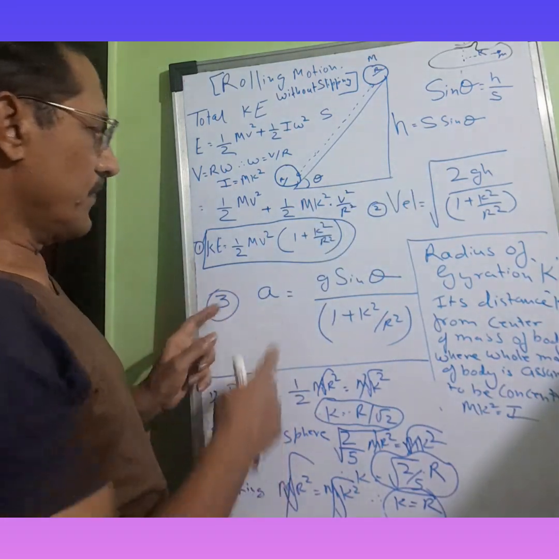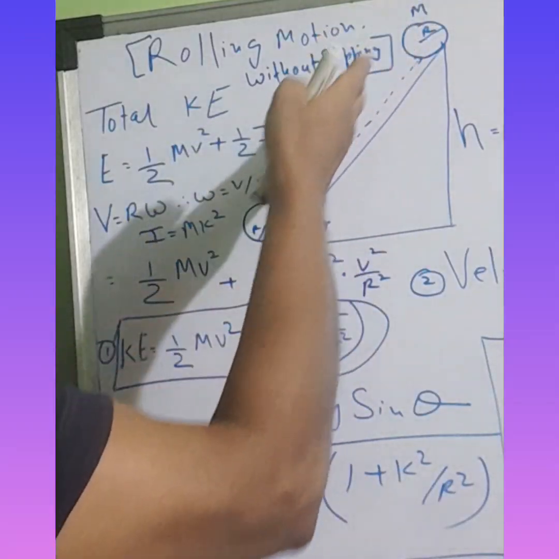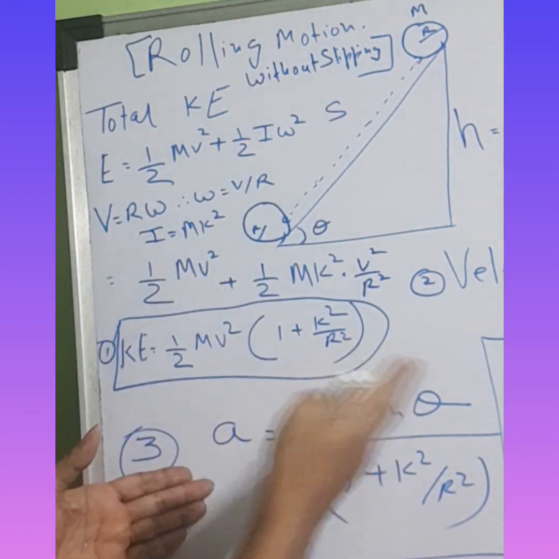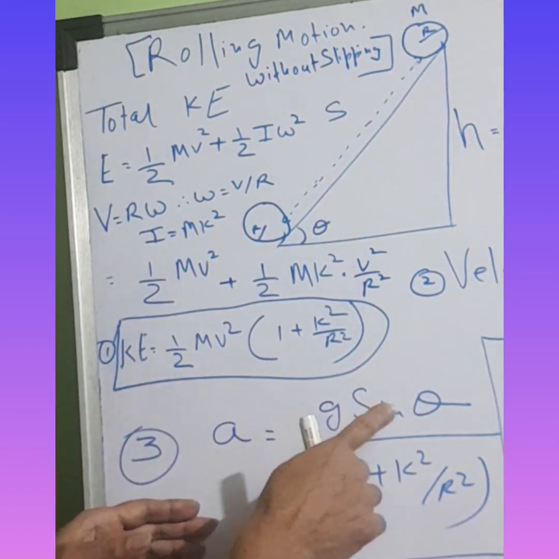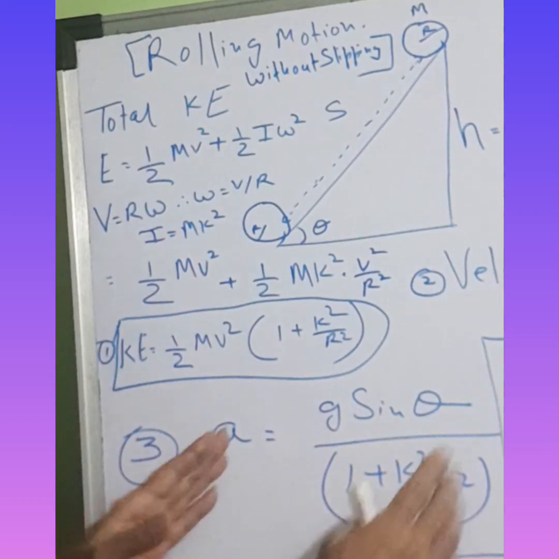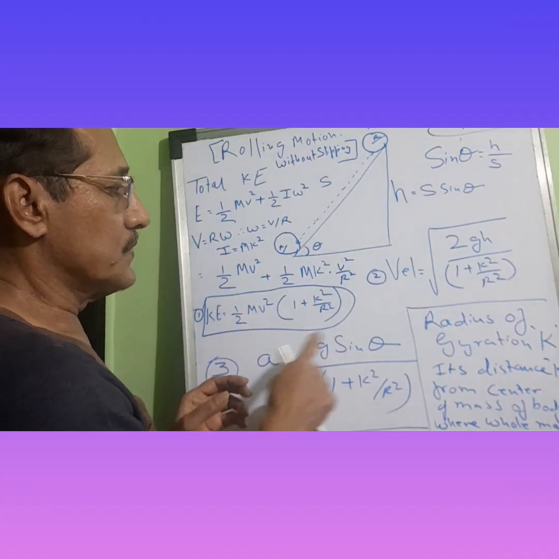Alright, okay. Then again, if we are intending to find acceleration, then this is what we have got to use. This is the formula: g sine theta upon 1 plus k square over r square. That's the formula. Now, what have I done?